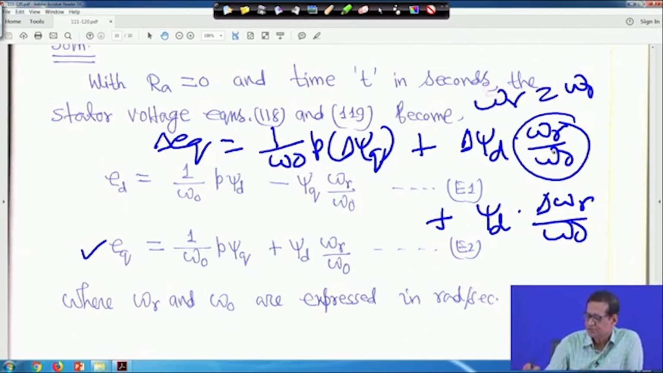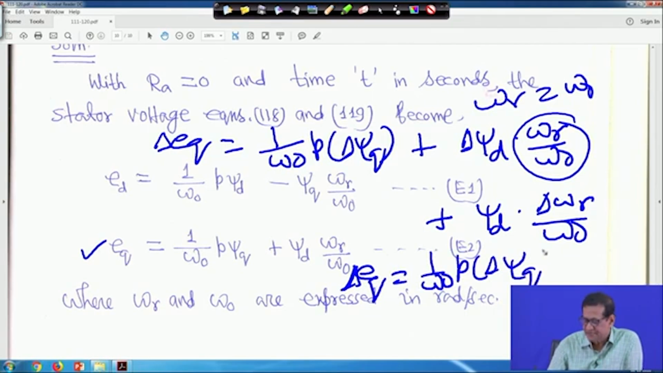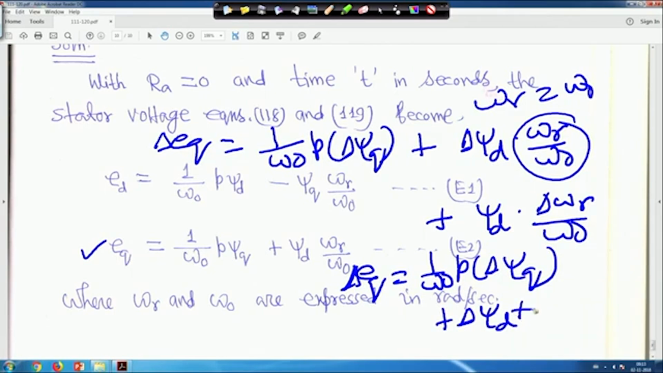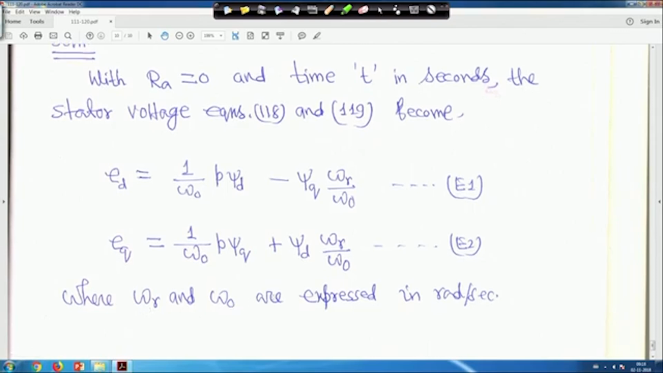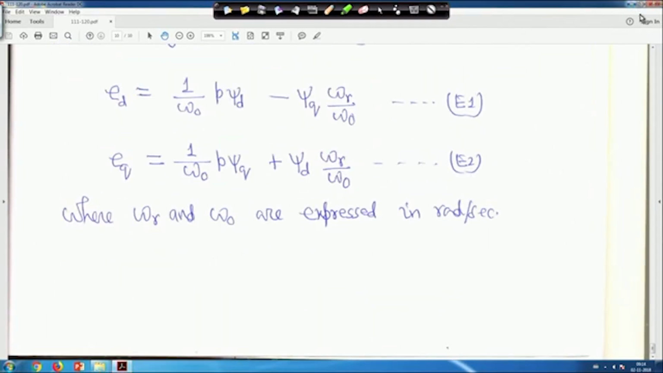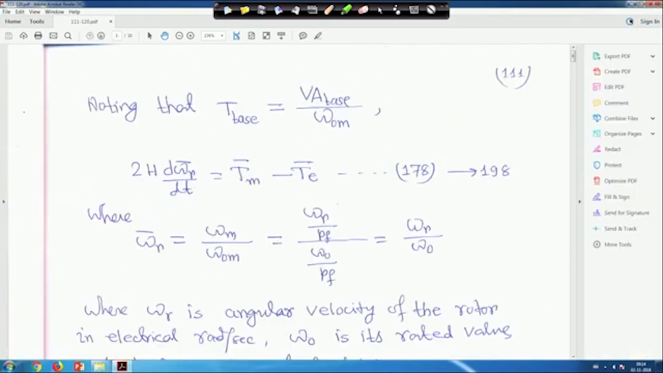If you put omega r equal to omega 0, this term is 1. That means here I am writing somewhere that my delta Eq will be omega 0, then p delta psi q, plus delta psi d, plus psi d into delta omega r by omega 0. This thing is written in the next page. So, if we take this small perturbation, it will be like this. Omega r and omega 0 are both expressed in radian per second. Just hold on, we will go to the next page.